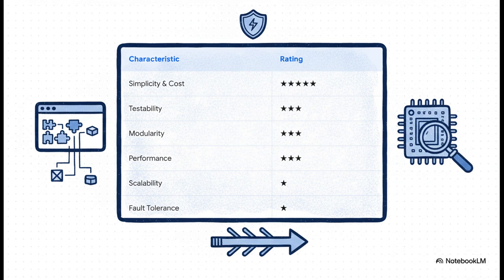Why? Because everything, and I mean everything, depends on that central core. That makes it a single point of failure. If that core system crashes, the whole app is dead in the water. So you get this amazing flexibility with the plugins, but you're always bottlenecked by that single monolithic core.